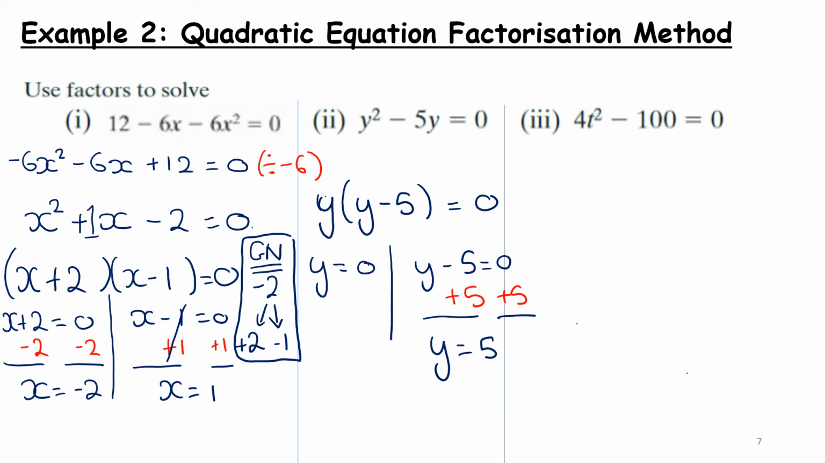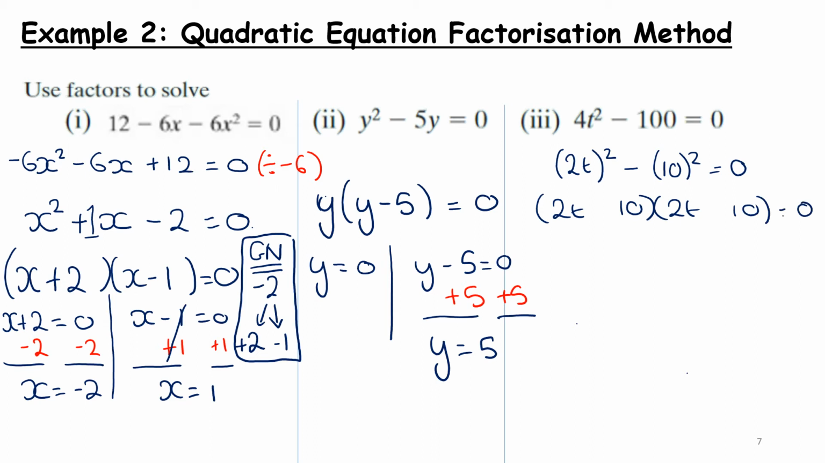We might just leave it there for a minute. It is actually a difference of 2 squares. So I have 2t squared minus 10 squared. That gives me 2t and 10. 2t and 10. Remember, a plus goes in one bracket, a minus in the other.